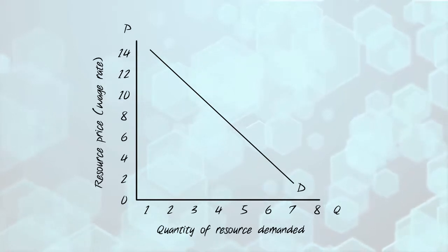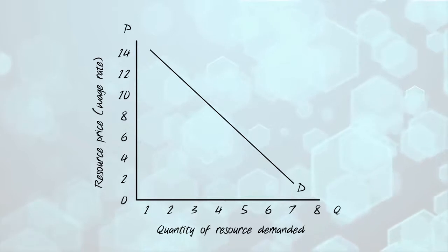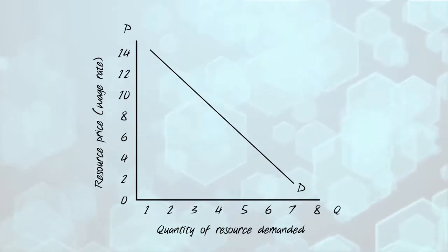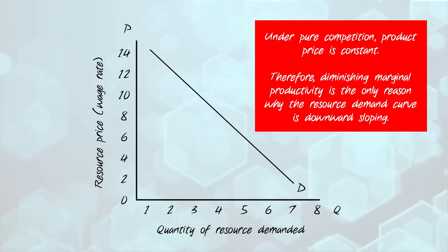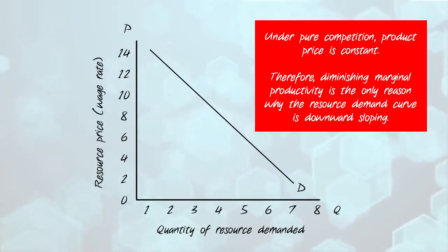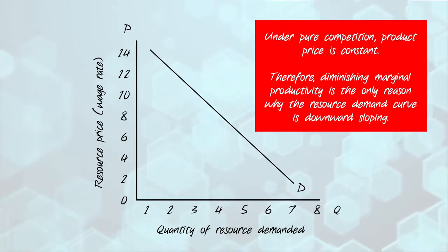Note that the location of the curve depends on the marginal productivity of the resource and the price of the product. Under pure competition, product price is constant. Therefore, diminishing marginal productivity is the only reason why the resource demand curve is downward sloping.